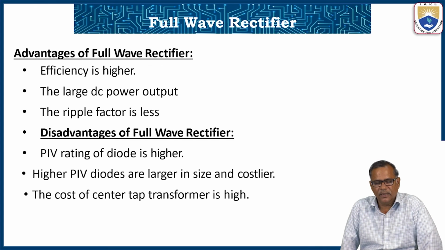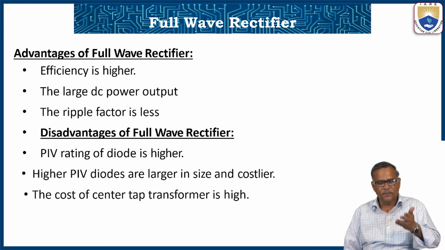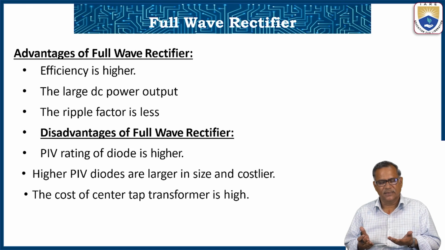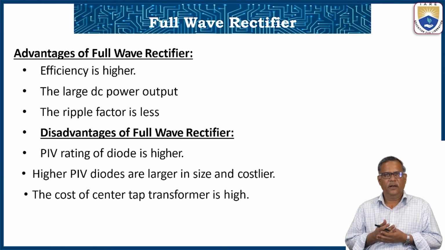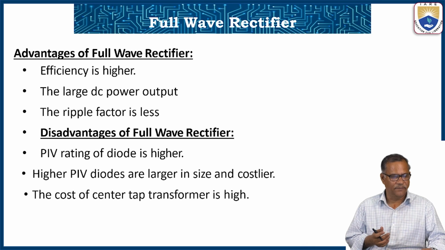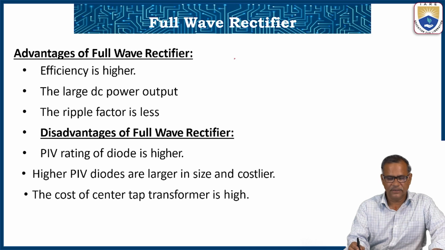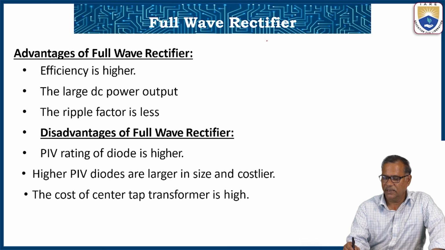So, in summary, the advantages of the full wave rectifier are that the efficiency is higher, there is a large DC power output, and the ripple factor is less. These are all the advantages of the full wave rectifier. What are the corresponding comparisons? I'll just summarize here. This is the full wave rectifier and this is the half wave rectifier.